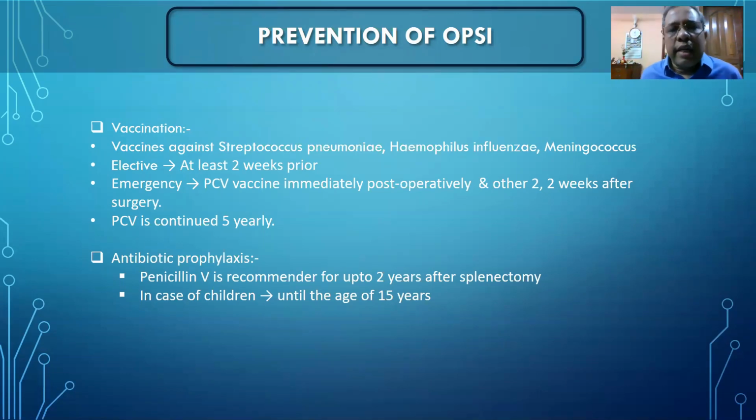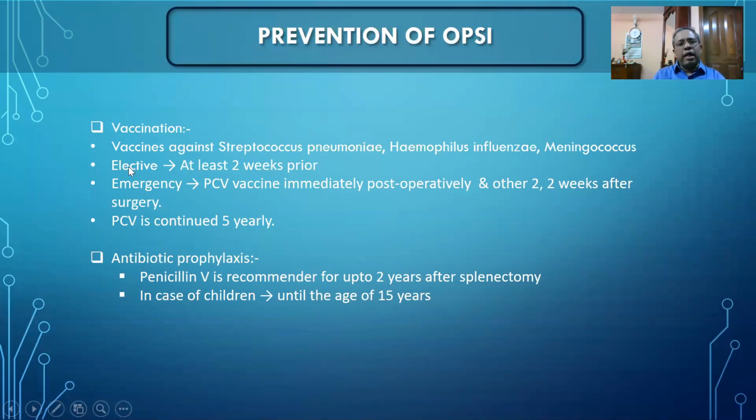So in case of elective surgery, always take time to do the vaccination preoperatively. But in case of emergency surgery, there is not much time to give vaccination, so you start immediately after the operation. Vaccination is against Streptococcus pneumoniae, Haemophilus influenzae, and Meningococcus, given preoperatively or just after an emergency operation. For elective surgery, start the vaccination preoperatively, at least 2 weeks prior; 4 weeks is better.